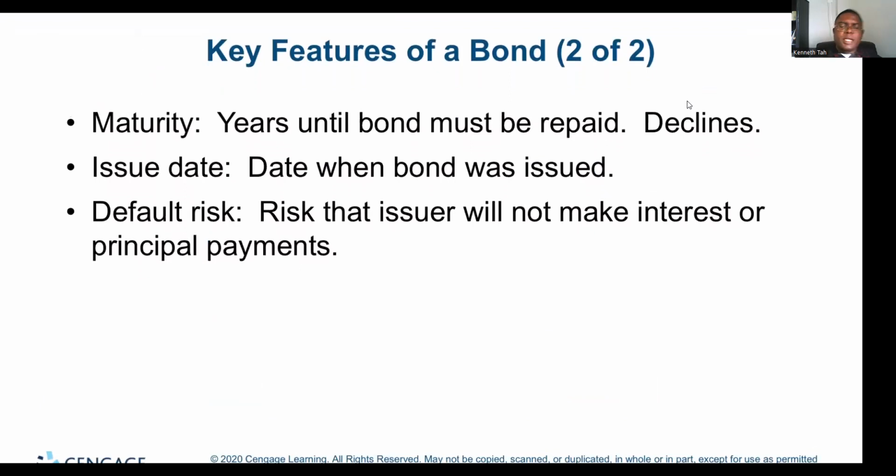Another key feature that we hear of when we talk about bonds is maturity, which is the years until the bond must be repaid. So it usually declines. If it's a 30-year bond, the maturity is 30 years. So we gradually decline until we get to year 0. So that is maturity. Then we have the issue date. It is the date when the bond was issued. Every bond will have an issue date.